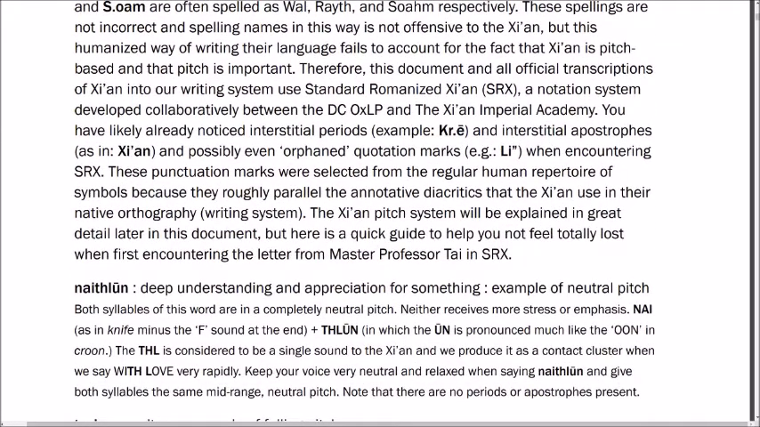Therefore, this document and all official transcriptions of Xi'an into our writing system use standard romanized Xi'an, SRX, a notation system developed collaboratively between the DCOXLP and the Xi'an Imperial Academy. You have likely already noticed interstitial periods, for example KR.E, and interstitial apostrophes, as in Xi'an, and possibly even orphaned quotation marks when encountering SRX. These punctuation marks were selected from the regular human repertoire of symbols because they roughly parallel the annotative diacritics that the Xi'an use in their native orthography, writing system.